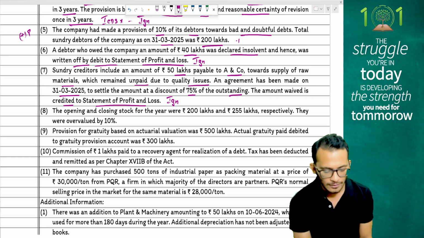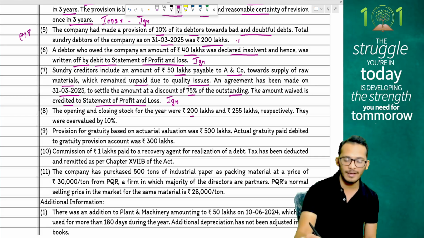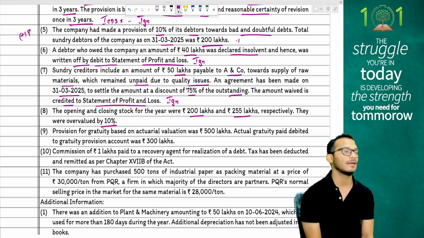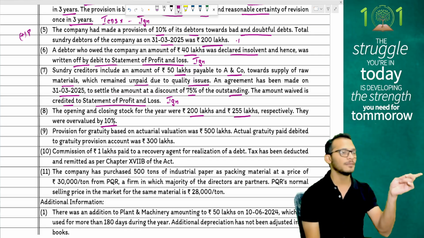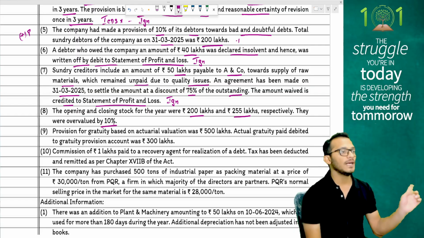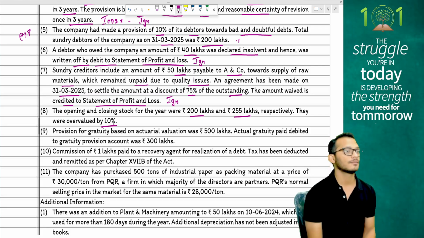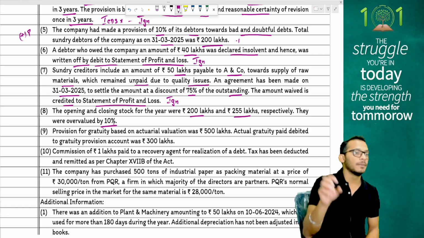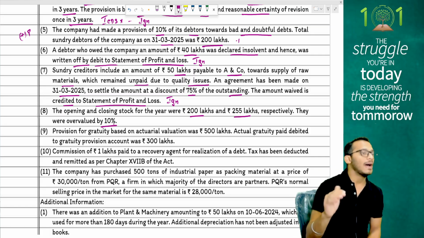Yes. Next, the opening and the closing stock for the year was 200 lakhs and 225 lakhs respectively. They were overvalued by 10%. Now, I remember this is something which I gave you in mocks also, and you made a mistake on this. People, understand, they have given you the closing balance, and the closing balance is overvalued by 10%, meaning the number which you have is already after overvaluation.